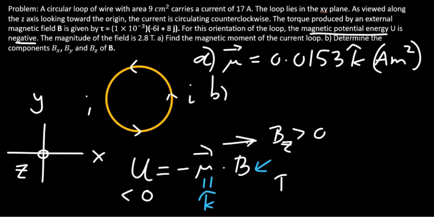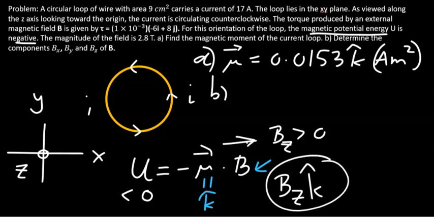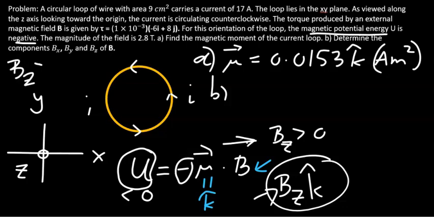So the Z component of that magnetic field is like that, and this Bz is a positive number. Only then will you have the potential energy being negative, because there's already a negative sign there. So let's note that on this corner.